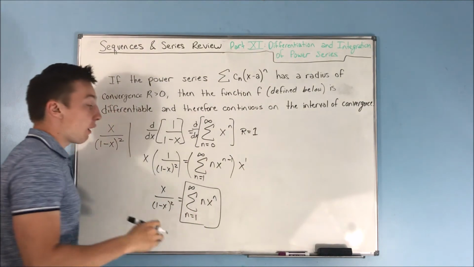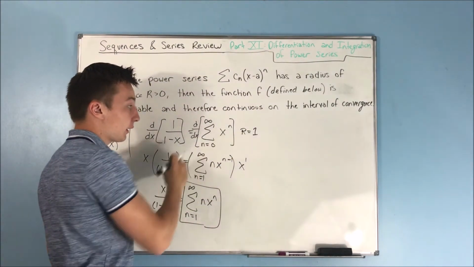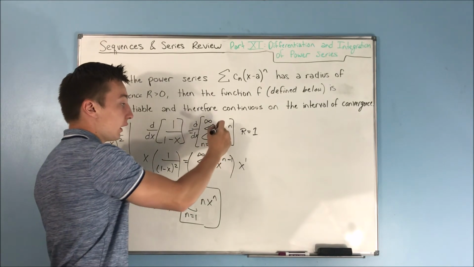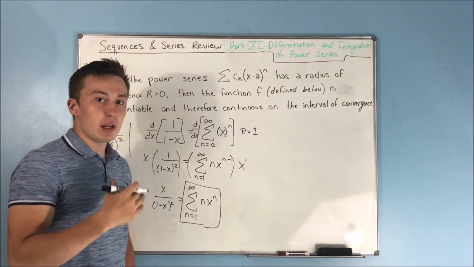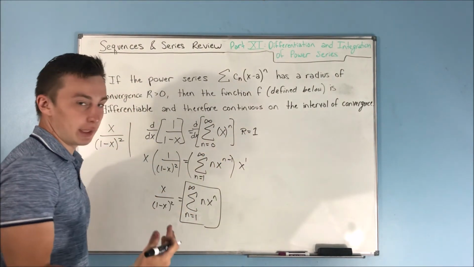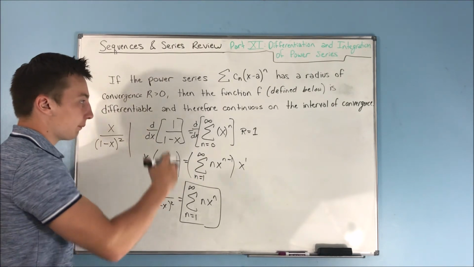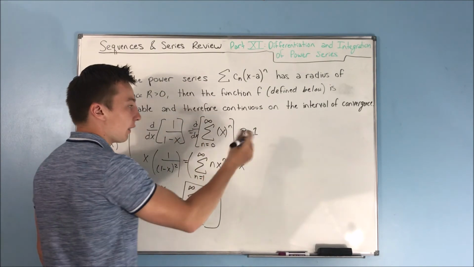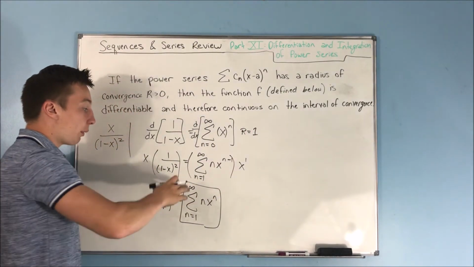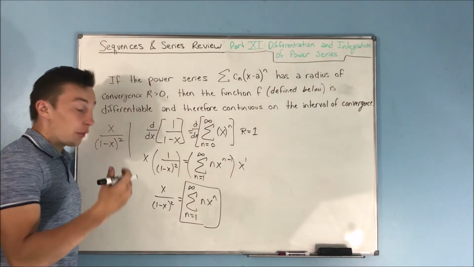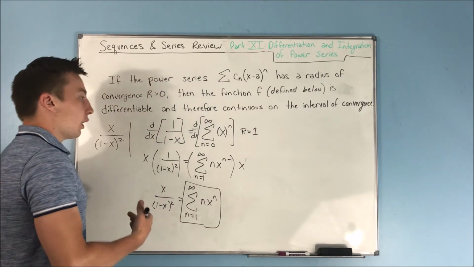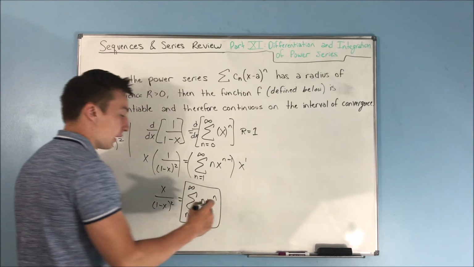Now, if you had something else, like a 2x or a 3x inside the common ratio, maybe that radius is going to change. But here we just have x to the n, and that means that we have a radius of convergence of 1. When we take a derivative, it doesn't matter. The radius of convergence will still be 1. So that's something to definitely know.